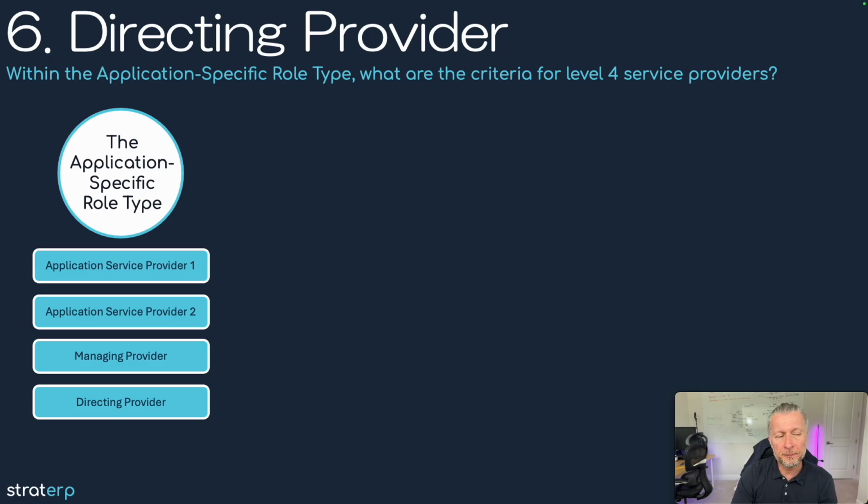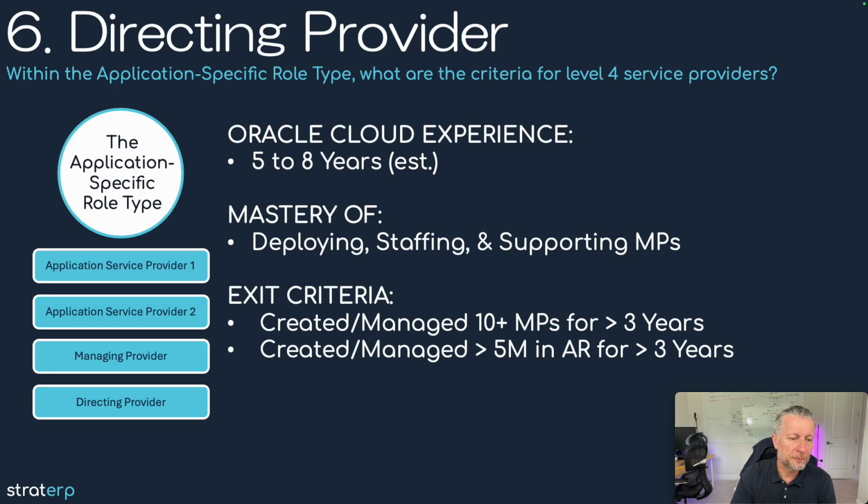All right, now, next to last is the directing provider role type, or the criteria. What are the criteria for a level 4 contract service provider? Well, we kind of stay the same in terms of Oracle experience, and probably the experience is more strategic in knowing the value of the apps as opposed to the configuration and how to put them in. But you're looking for that 5 to 8 years experience. You're probably not as focused on building skills as you are on finding clients to put them in, and I'll explain here in a minute.